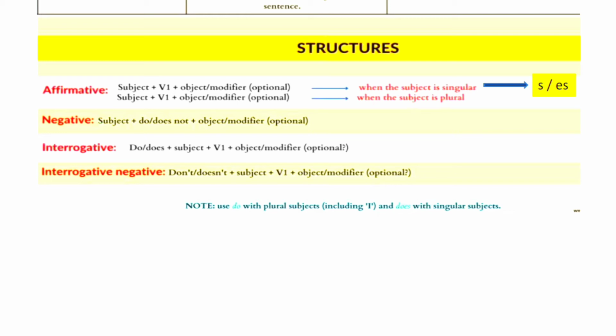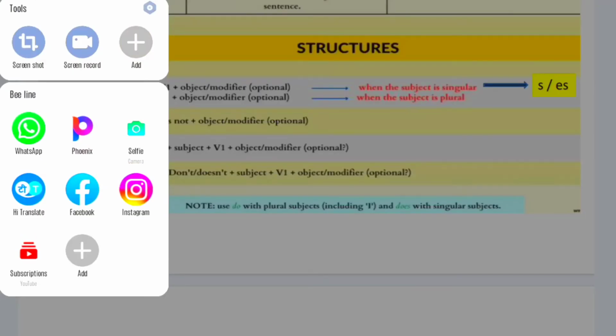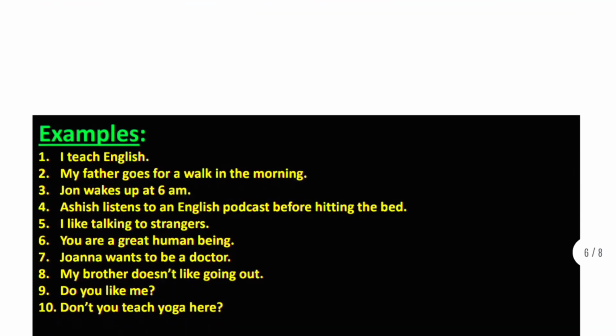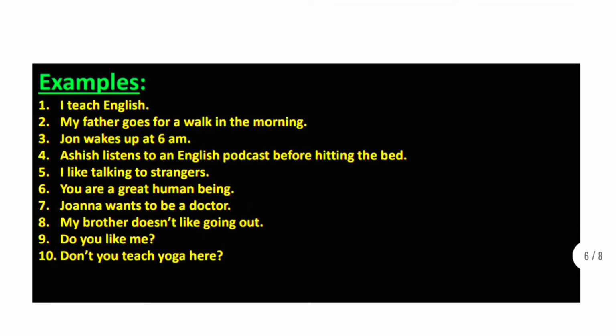Negative: subject, do/does not, plus object, modifier optional. Interrogative: do/does, subject, V1, object, modifier optional. Interrogative negative: don't/doesn't, subject, V1, object, modifier optional. And here are given some noted points. Use do with a plural subject, including I, and does with a singular subject. Now let's come to the next slide.